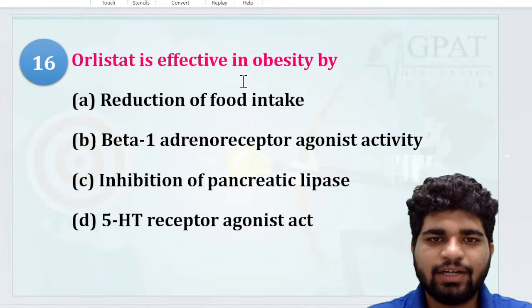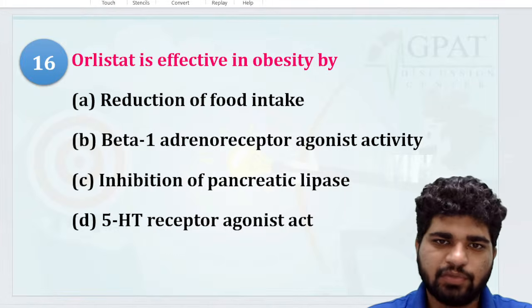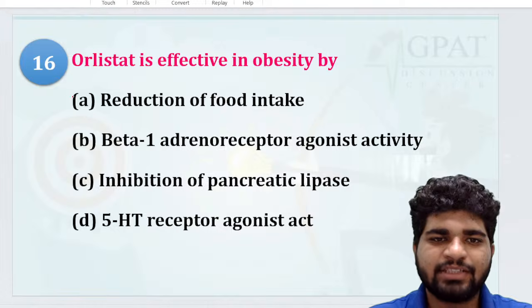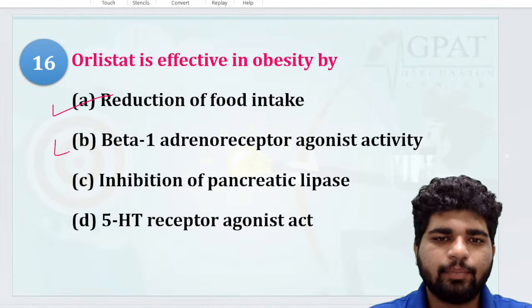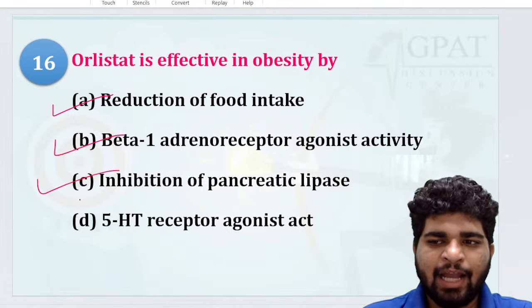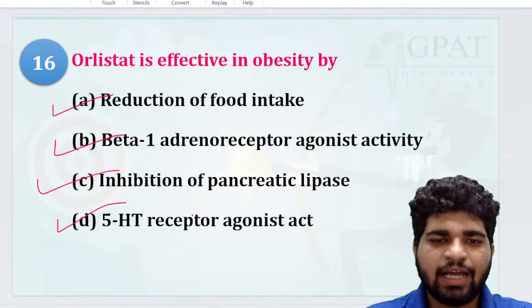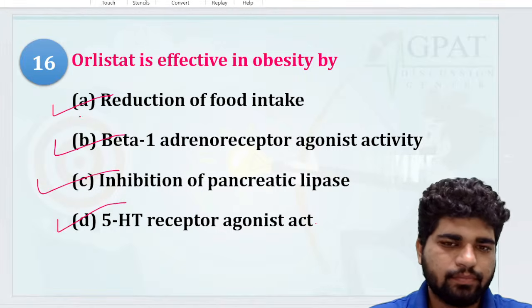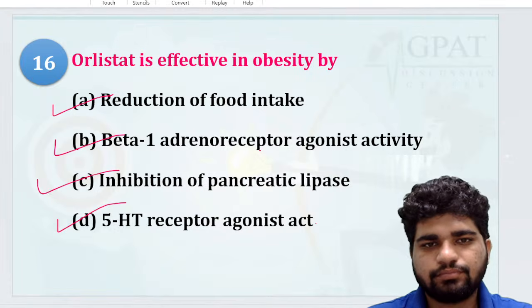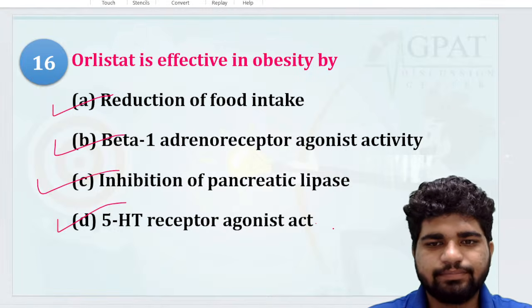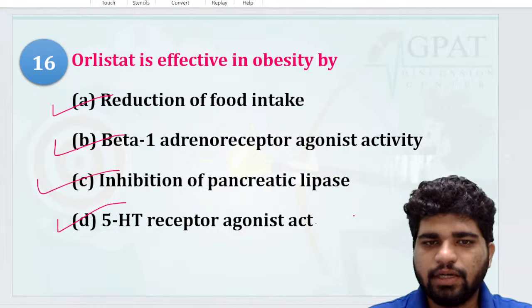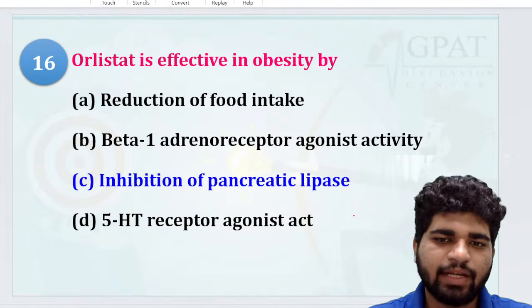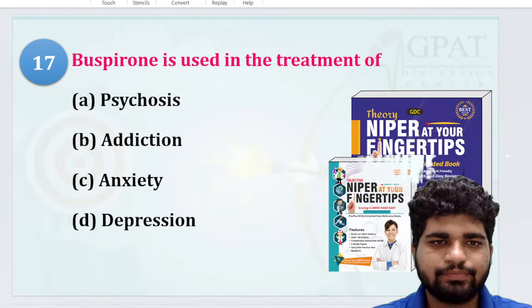Orlistat is effective in obesity by reduction of food intake, beta 1 adrenoreceptor agonistic activity, inhibition of pancreatic lipase, or 5-HT receptor agonistic activity. What is it? Over here, orlistat is your inhibition of pancreatic lipase.